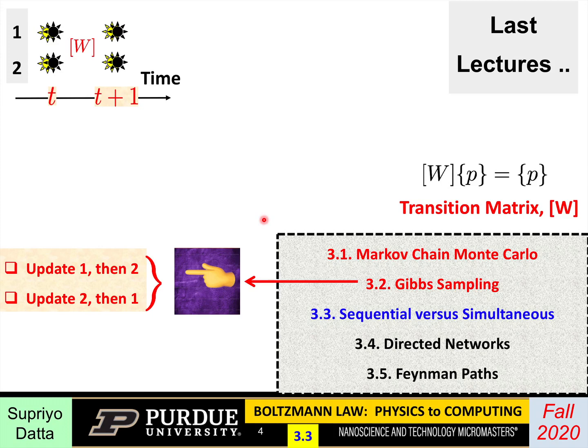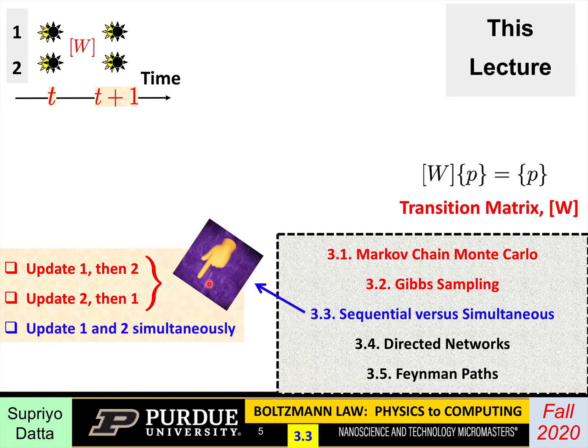Now, this lecture is a continuation of the last one, and what we'll try to do is compare what you get when you update neurons sequentially and what happens when you update them simultaneously. And the W matrix gives you a nice analytical way of seeing those results.